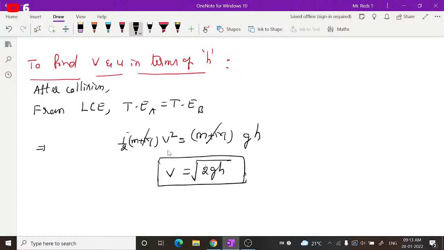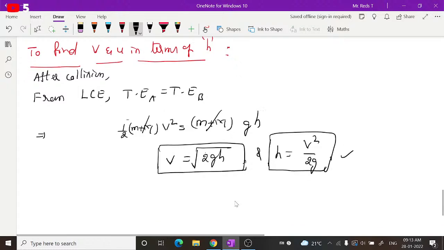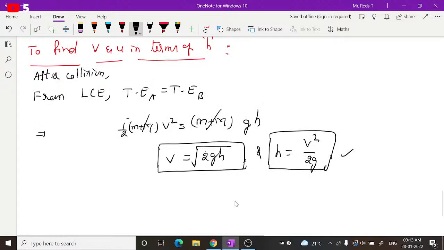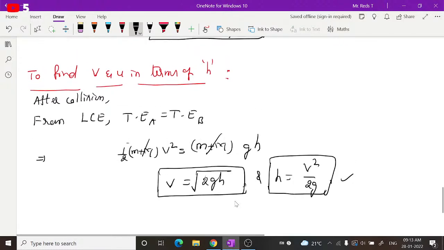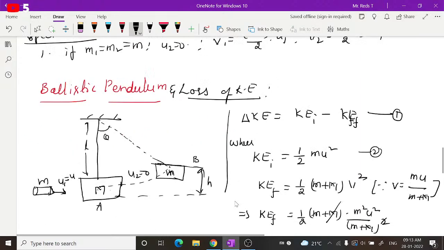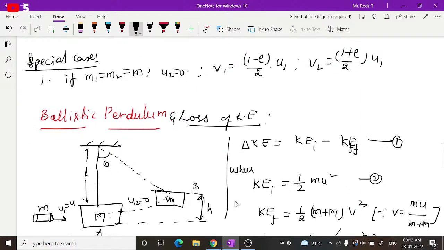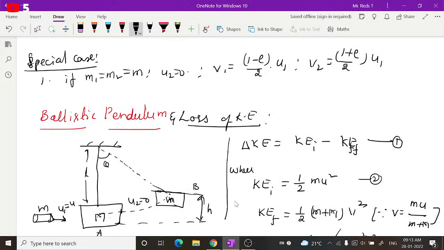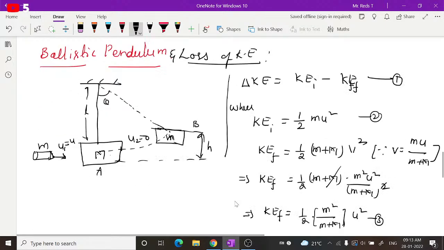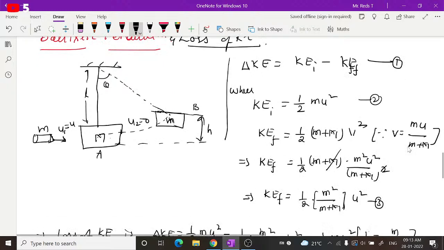If the common velocity is given, you can write h is equal to v squared by 2g. If you know the common velocity after collision, by using this relation you can calculate the height raised. Whereas how to express the initial velocity in terms of the height raised? By applying this, you have expressed this common velocity, right? From this only we can find that.